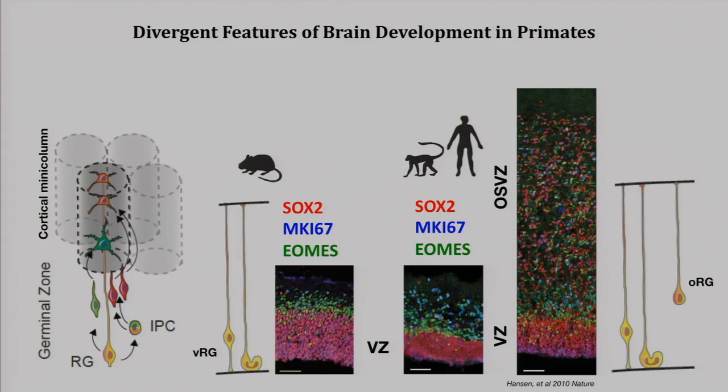And the radial glia cells that are present in that compartment possess cell bodies that occupy the outer subventricular zone, and they still possess this long fiber that supports radial migration to the cortical plate, but they lack direct contact with the ventricular surface.